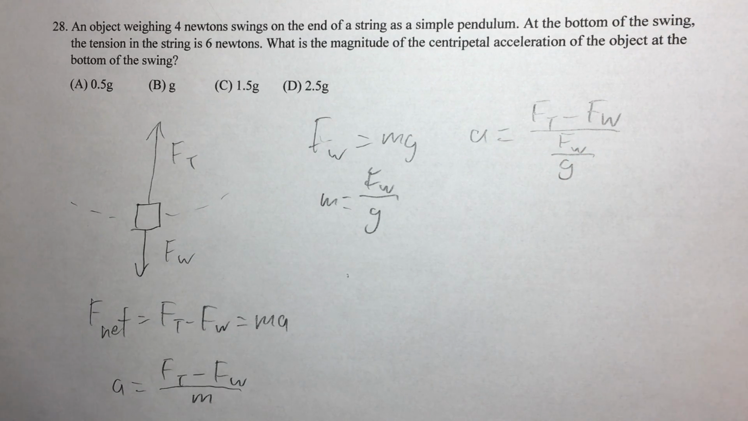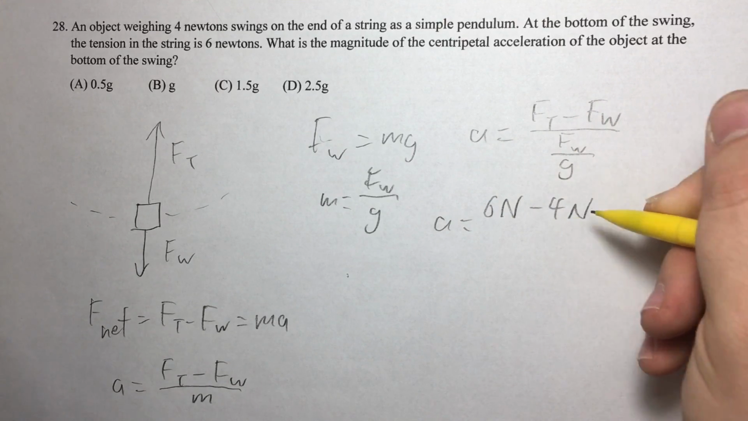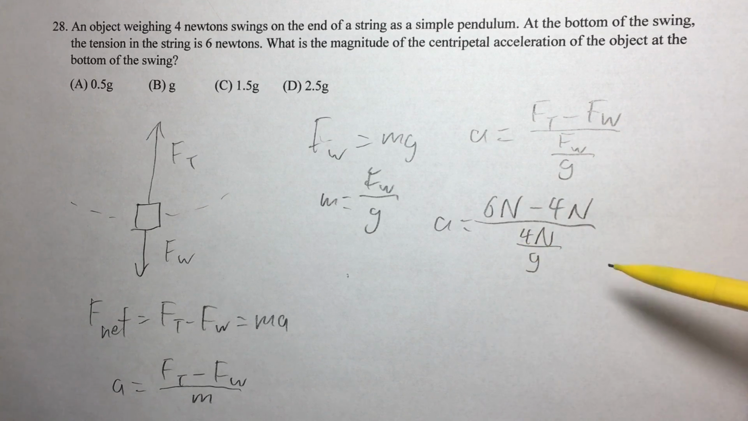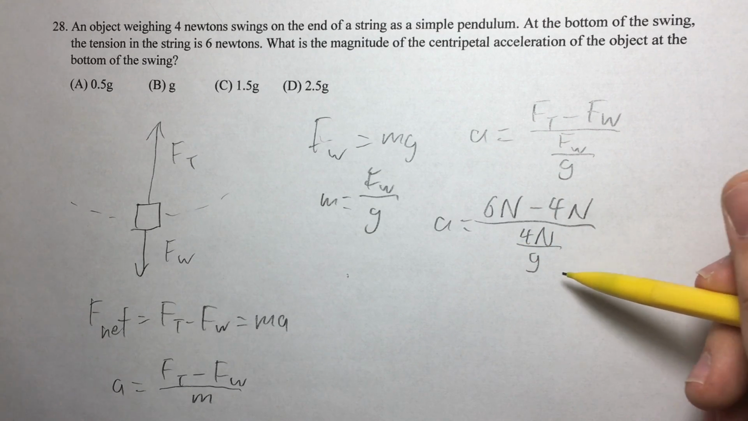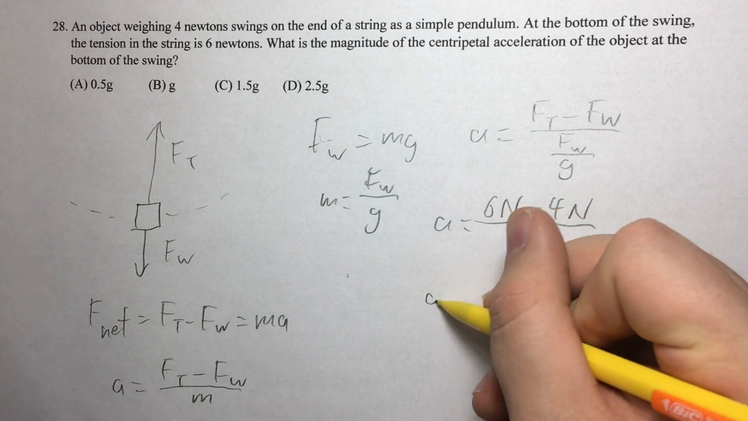Now we can start plugging numbers into this. So we have acceleration is equal to 6 newtons minus 4 newtons, divided by 4 newtons divided by g. I'm not substituting 9.8 meters per second squared in for g because we want our answer in terms of g. So we start solving for that.